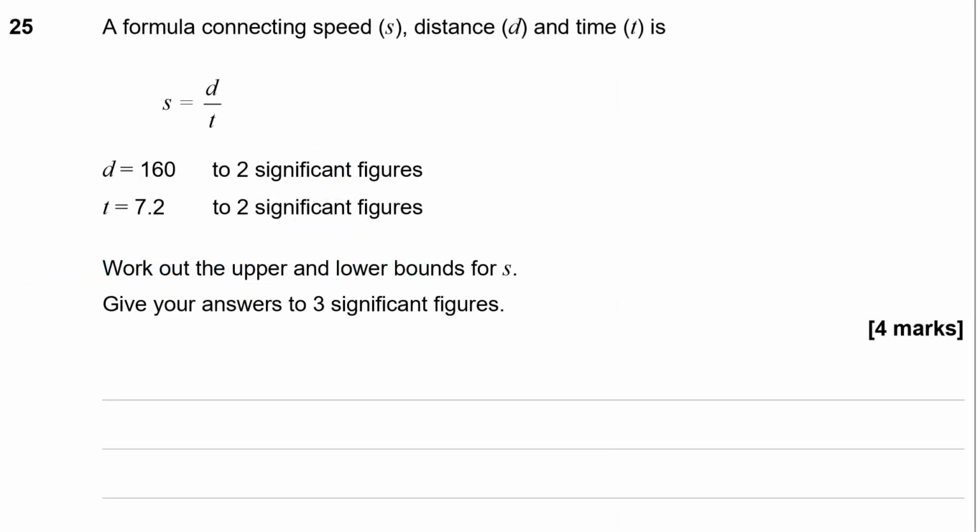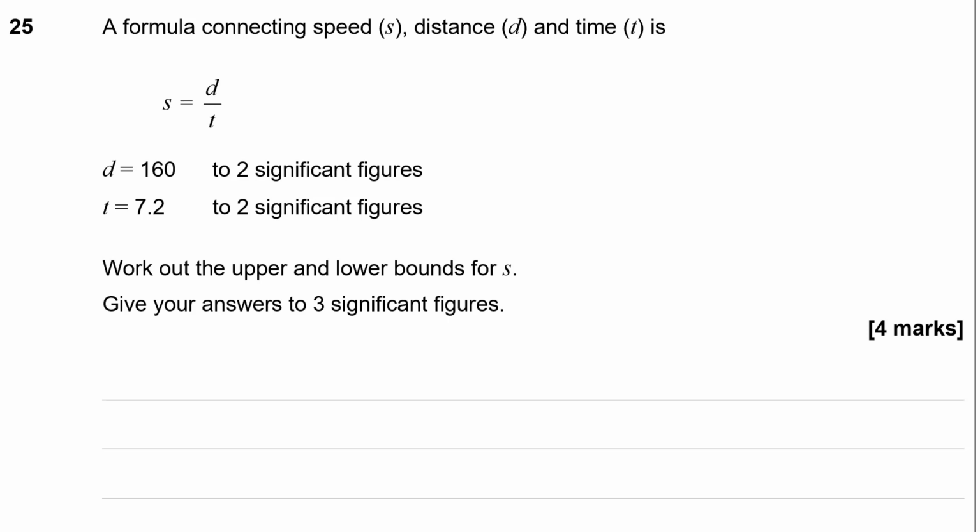In question 25, we've been given the formula S equals D divided by T, and we've been given the values of D and T correct to two significant figures. Now this question is about working out the upper and lower bounds for S, giving our answer to 3 significant figures. In order to do that, we need to know what the upper and lower bounds of D and T are. D is 160 to 2 significant figures.